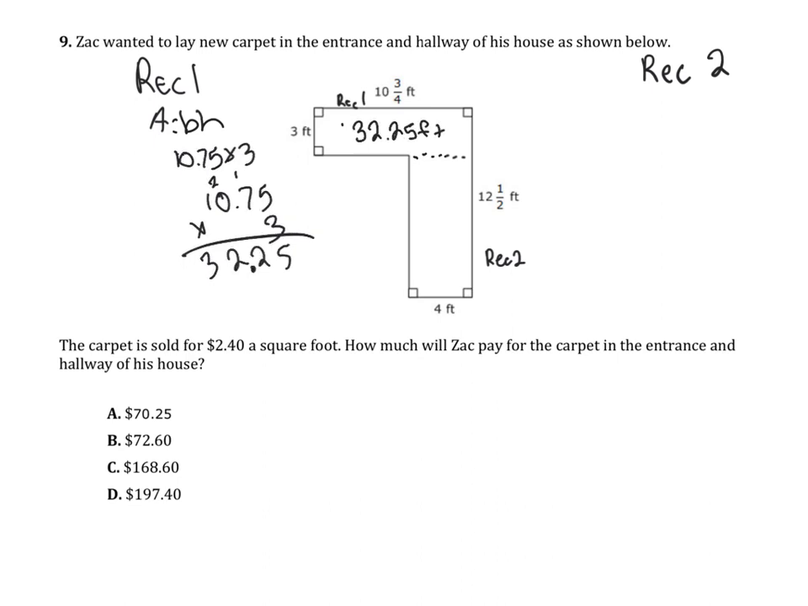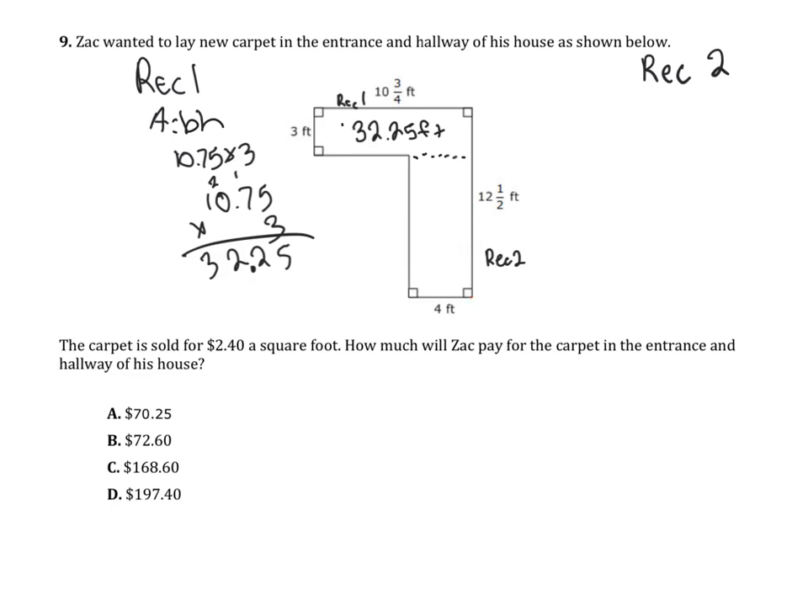Now we need to figure out this rectangle right here. Rectangle 2. Now we know the base is 4. That's easy. But we don't quite know the height. Since we split the rectangle right here, this is not the actual true height. Now we find the actual true height, just this part, by subtracting 12.5 minus 3. Because if this is the entire side length that is 12.5, this part right here would be 3.